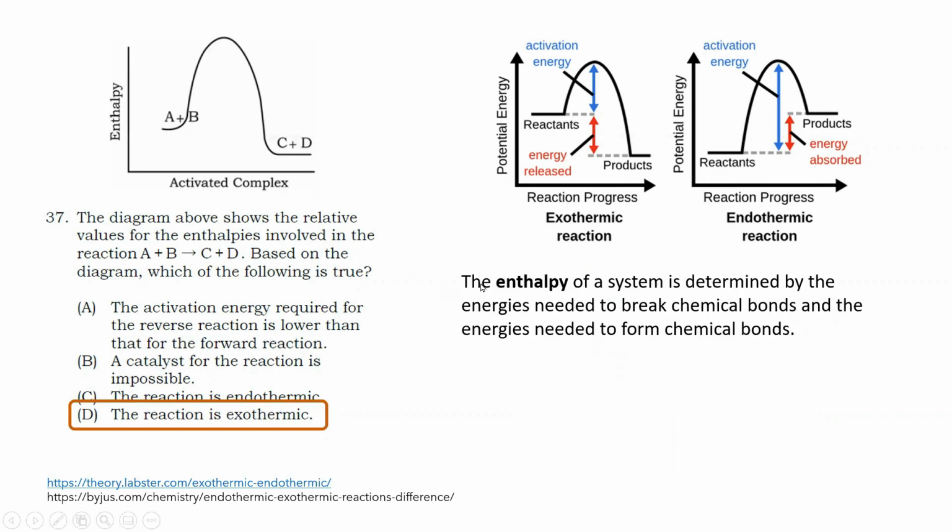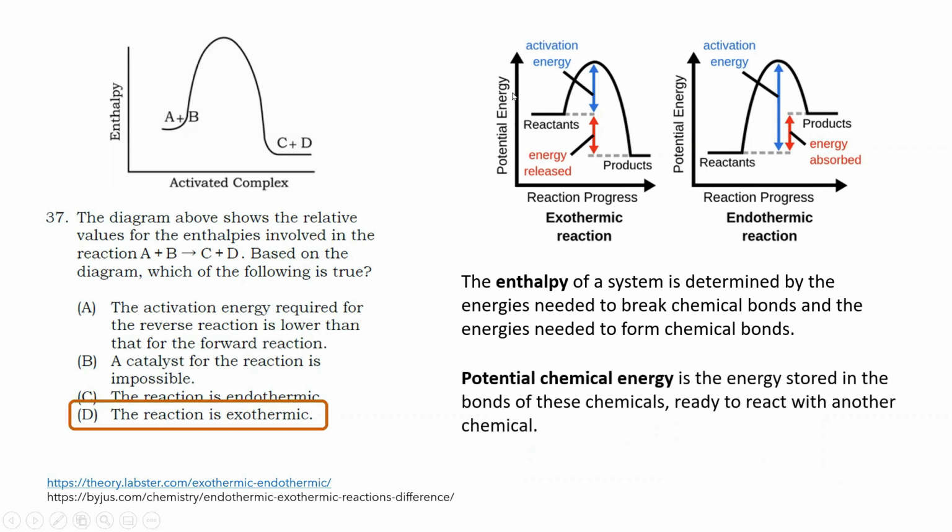And then, kapag sinabing enthalpy, bakit may enthalpy dito? Yung enthalpy of a system is determined by the energies needed to break chemical bonds and the energies needed to form chemical bonds. Then, kapag sinabi namang potential energy or potential chemical energy, it is the energy stored in the bonds of these chemicals ready to react with another chemical. So, yung enthalpy, yun yung kailangan na energy to break a chemical bond. Yung potential energy, siya naman yung nakastore na energy sa chemical bond. So, pareho lang yung figure nila in terms of chemical reactions.